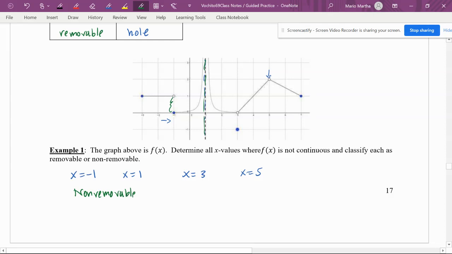And then for x equals 3 and x equals 5, let's look at what happens there. If you notice, the limit exists as we approach the same value from both sides, but there is a little gap in the graph. So these would be the removable discontinuities because they're just holes in the graph. The way I like to think about these: non-removable is when the limit doesn't exist, and removable is when we can see that there is a limit as we approach from both sides, but the function may not be defined there.